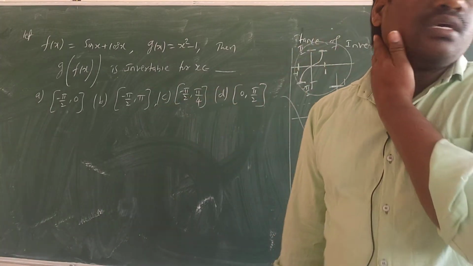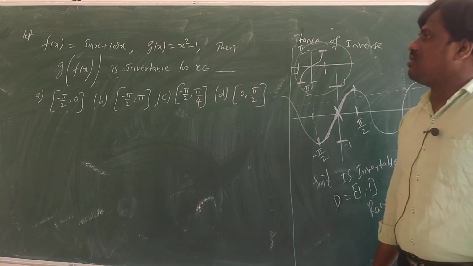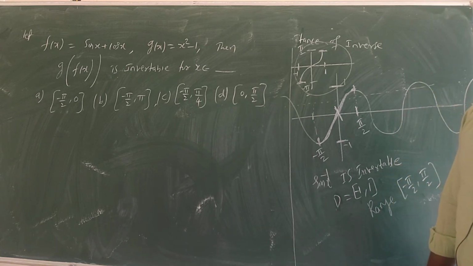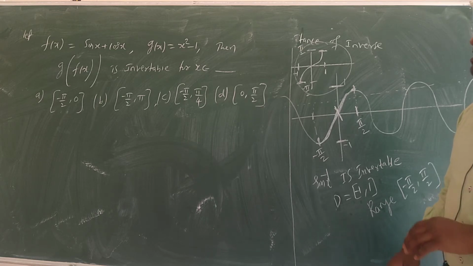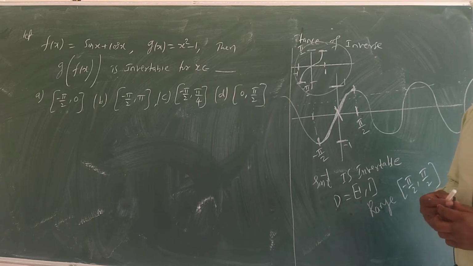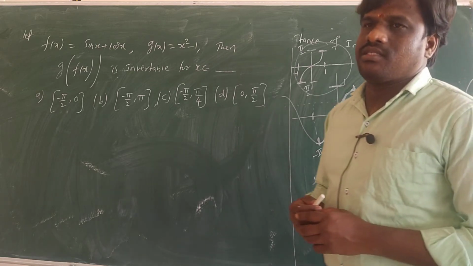See here. Say that f of x is equal to sin x plus cos x, and g of x is equal to x square minus 1. Then g circle f of x is invertible for what domain? Okay, that is the question. Look at here.